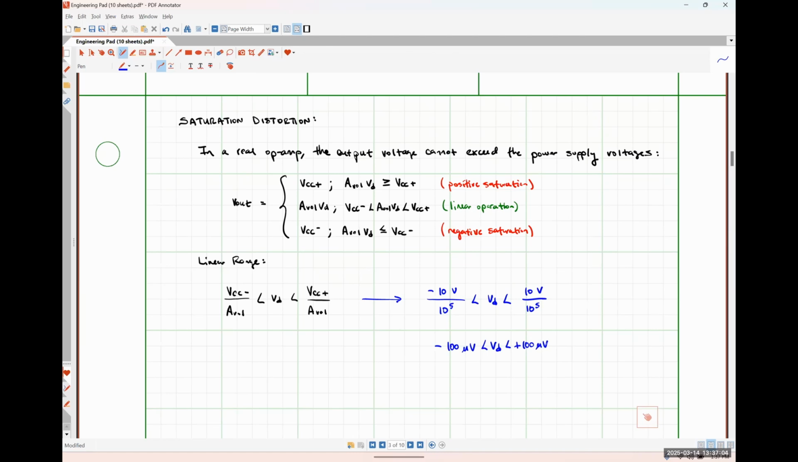So another very important reason why feedback is used in op-amp circuits is to make the gain consistent, because it can vary so much from unit to unit in an open loop configuration. All right, that is enough out of me for today.